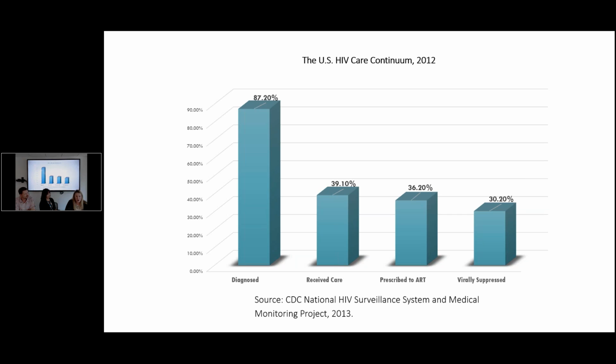CDC recommends that all adolescents and adults be tested for HIV infection at least once, and that persons at increased risk for HIV infection be tested at least annually. According to the CDC, in 2012, approximately 87% of all people living with HIV in the United States had an HIV diagnosis. The next step in the care continuum is accessing and staying in medical care.